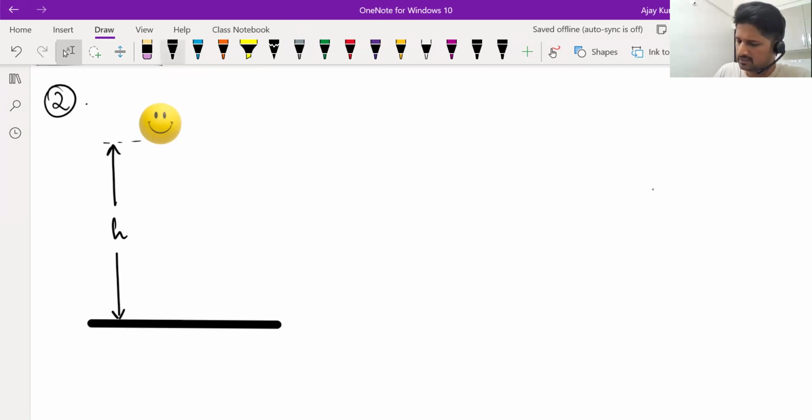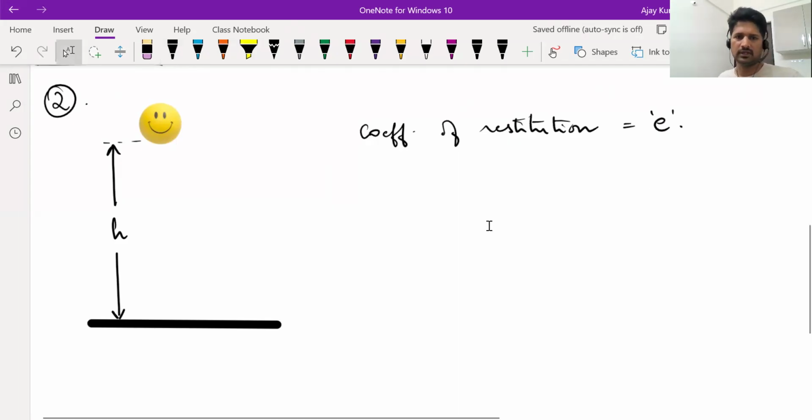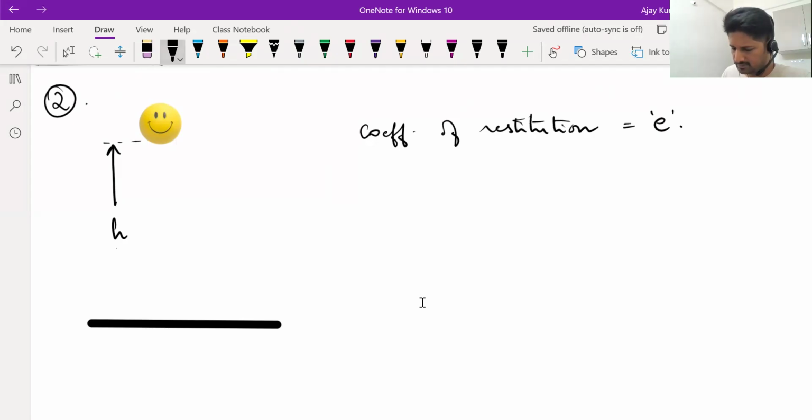Let's say the coefficient of restitution between the ball and the ground is E. We don't know its value. Let's keep it as E itself. The ball is dropped from a height h. You need to find out to what height it rebounds after the first collision with the ground. There's no air resistance. Derive the height to which it bounces after the first collision. It is dropped from rest. Initial velocity here is 0.